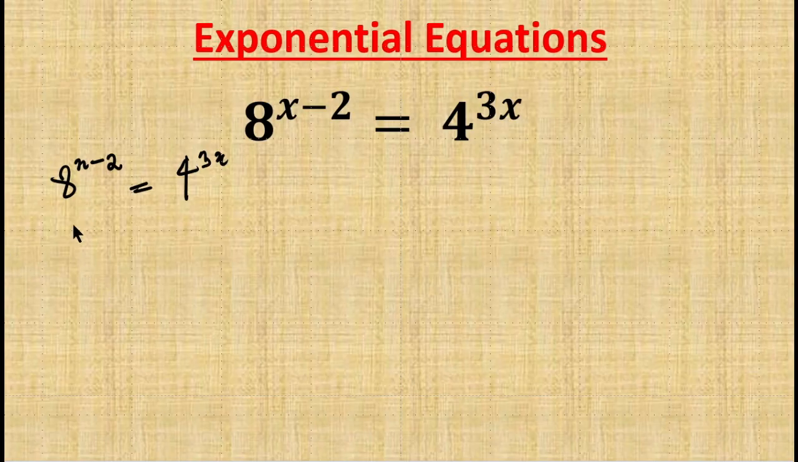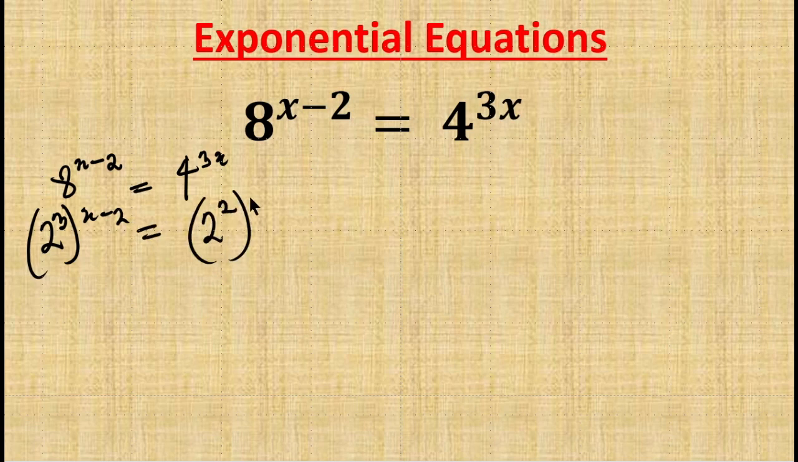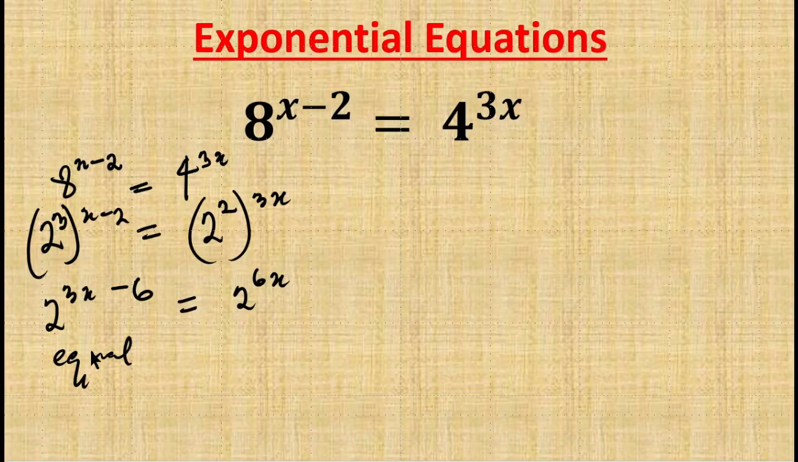Now, I have 8. I can express 8 as 2 raised to power 3, and this will be 2 raised to power 3 times x minus 2 equals 4. 4 is 2 raised to power 2. Definitely this is 3x. So that's 2 raised to power 3x minus 6 is the same thing as 2 raised to power 6x. Now, since the bases are equal, I can equate powers. So that 3x minus 6 will be the same thing as 6x.